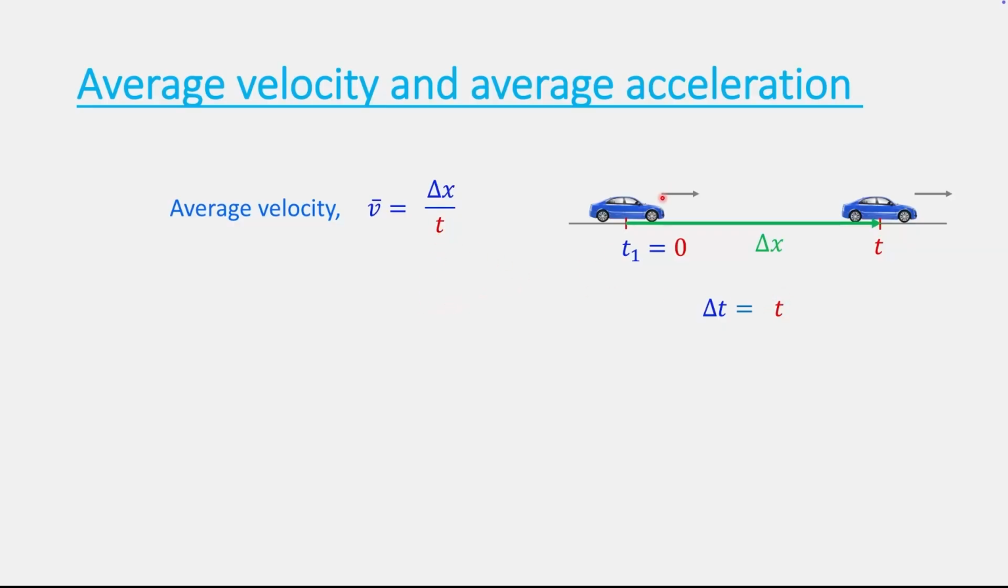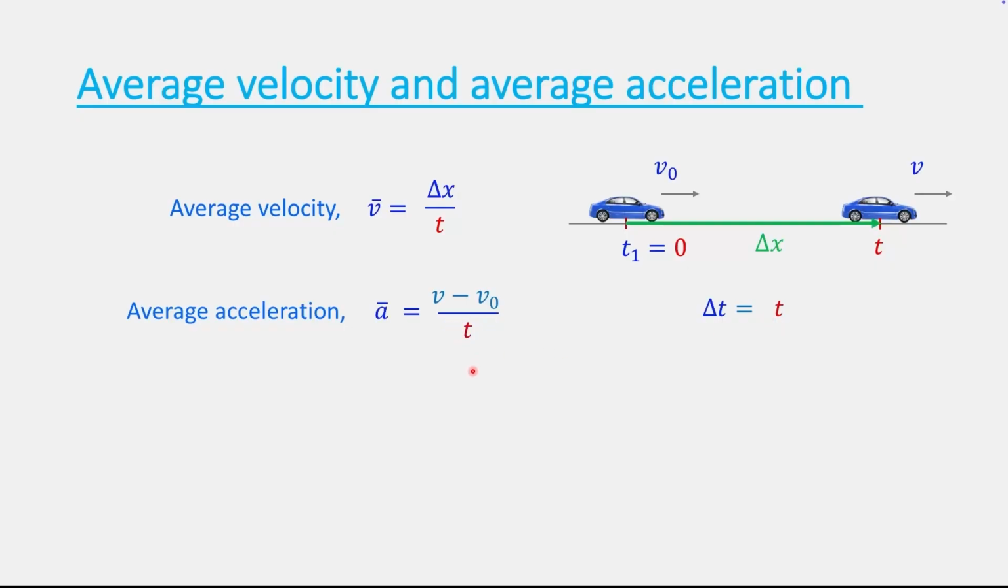Next, let v0 be the initial velocity of the object. So v0 is the velocity at time 0. And let v be the final velocity, which is the velocity at time t. Note that v0 and v are instantaneous velocities, but this is the average velocity. Now the average acceleration of the object in the time interval delta t is the change in velocity delta v divided by delta t. Delta v is the final velocity minus the initial velocity. And delta t is t.